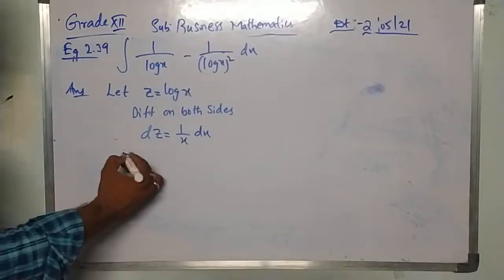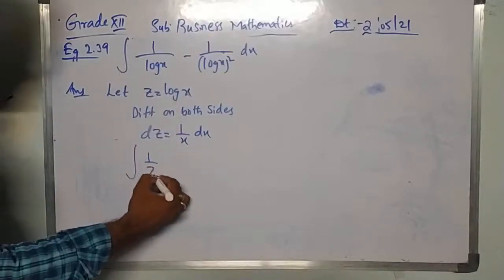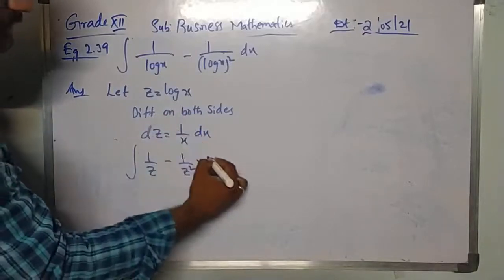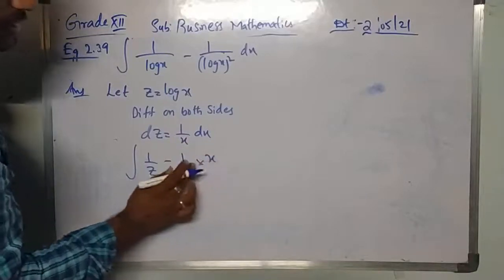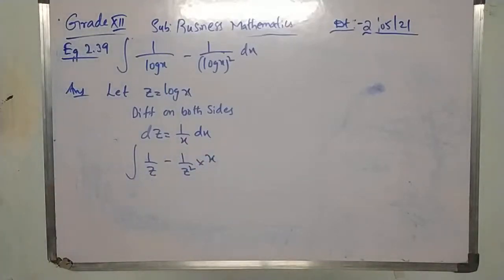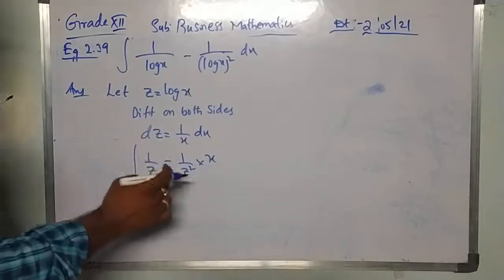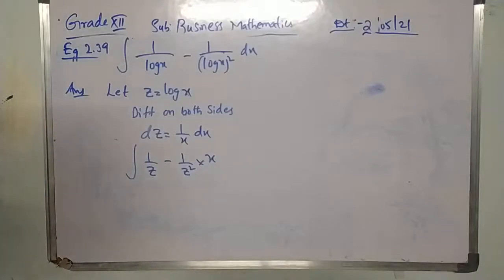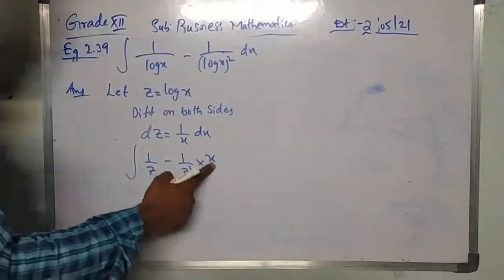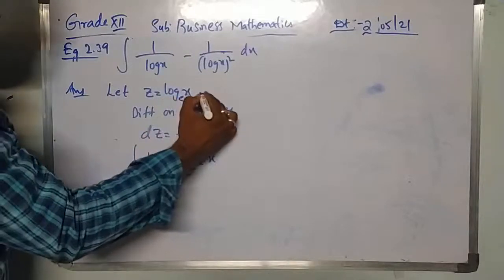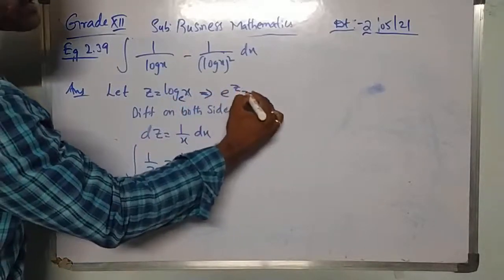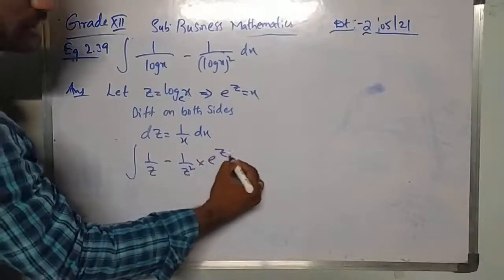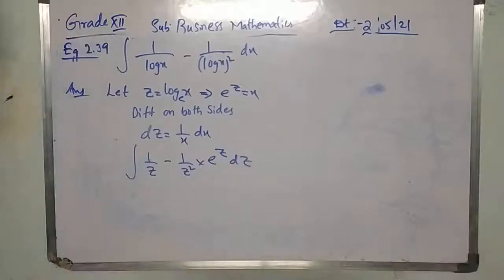So let me replace that. So what are we going to get here? Integral (1 by z minus 1 by z square) into dz can be written as x. So here it is 1 by x dx. We want here dx, right? So we want x, right? So how to get this x? That implies e power z is equal to x. So in place of x, we write e power of z dz. Okay.